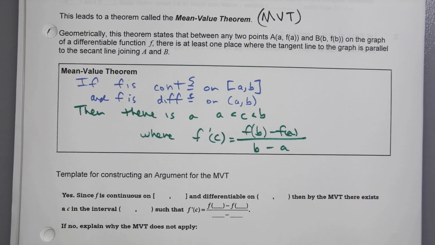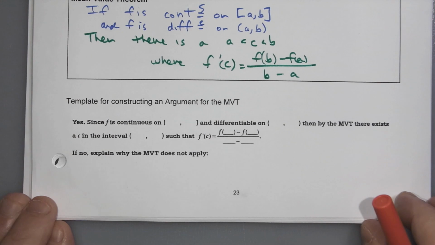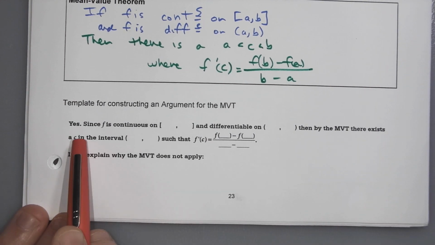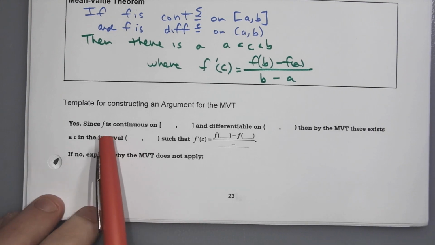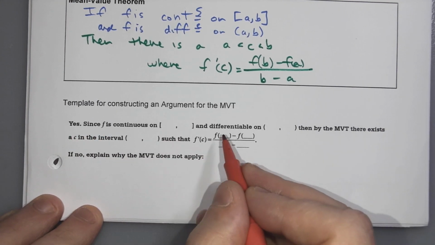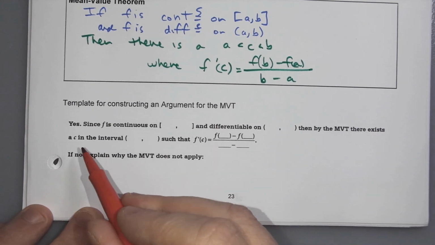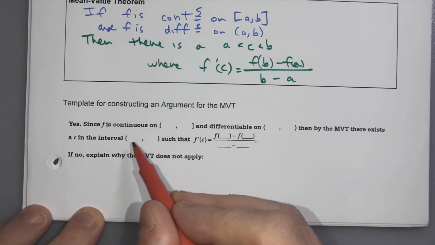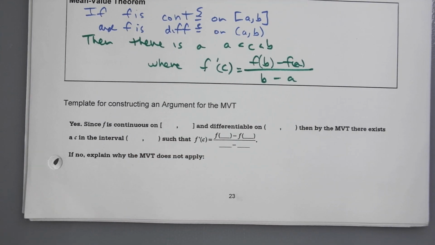So on the AP exam, the construction will always look approximately the same. Your answer for an argument about the mean value theorem will be yes, right? They'll say, does there exist a C that makes something, explain why? And you'll say, yes, since f is continuous on some interval and differentiable on the open interval, then by the mean value theorem, there has to exist a C in the open interval where f prime of C equals whatever that template is saying on the interval.